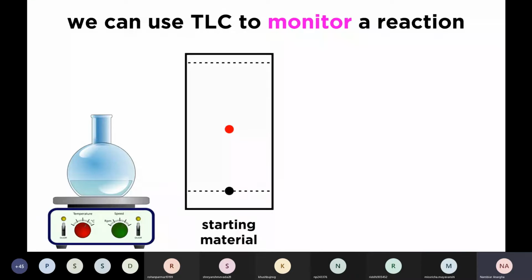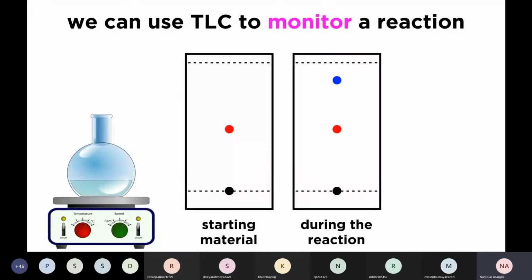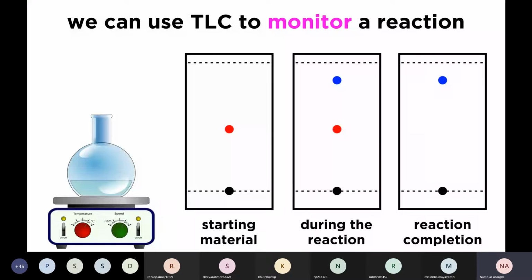If we spot a plate with the solution in the reaction flask before adding any reagents, we can get the RF for the reactant. Then, once the reaction has proceeded for some time, we can spot another plate and develop it. If we get that same spot again, along with a new spot that has a totally different RF, we will know that some product has formed, but some reactant still remains. If we wait a bit longer and do it again, and this time only the new spot shows up and not the first one, we know that the reactant is gone and the reaction is complete.